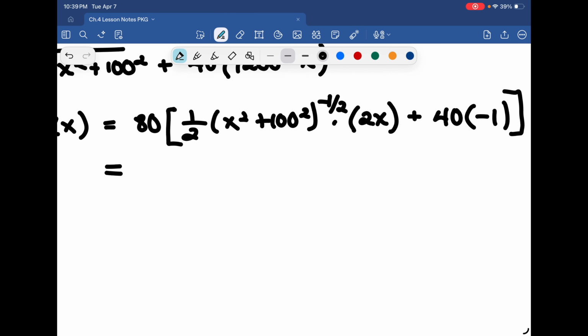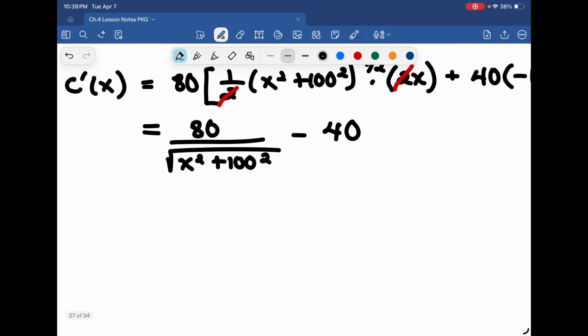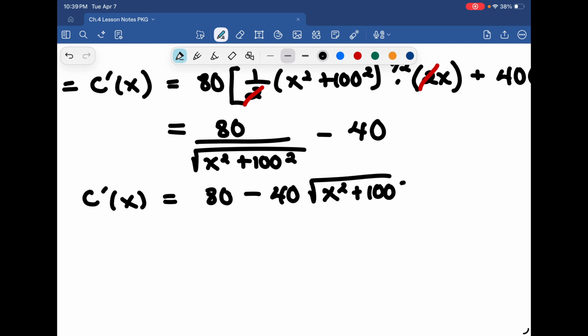Awesome. Now this is going to continue with, we can divide away the 2 and the 2. And so in my numerator, this is going to become 80x divided by the square root of x squared plus 100 squared. And then I'm going to have minus 40 from the other component here. Perfect. Okay, now in order to make this one fraction, just as we've done before, I'm going to write this as C prime of x is equal to 80x minus 40 times this square root of x squared plus 100 squared, and then all divided by the square root of x squared plus 100 squared.